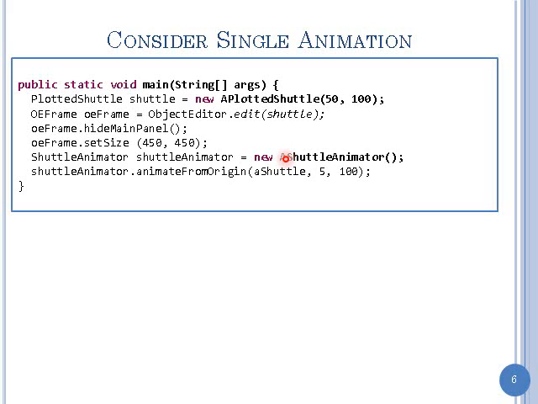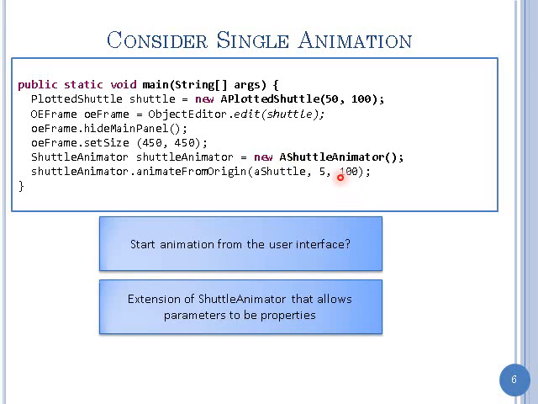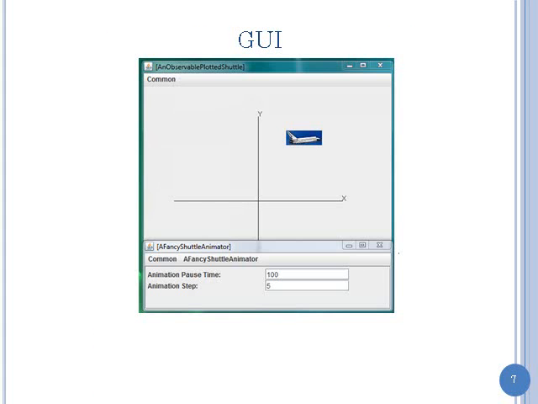This is the code that will change. I'm going to create an extension of shuttle animator that allows parameters, like the distance you have to move and how much time you wait, to be entered by the user. We're going to call that a fancy shuttle animator.